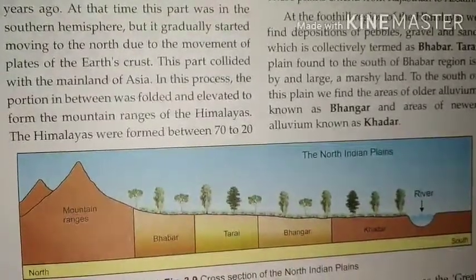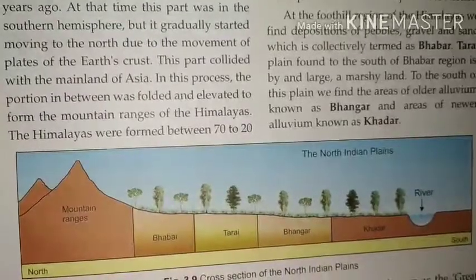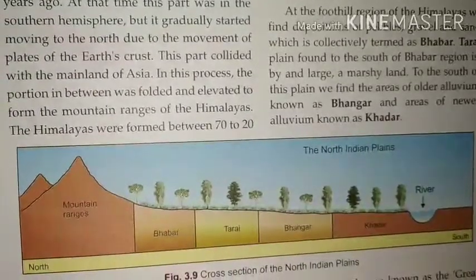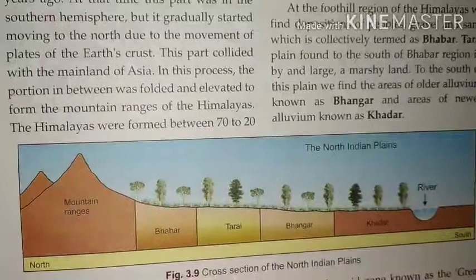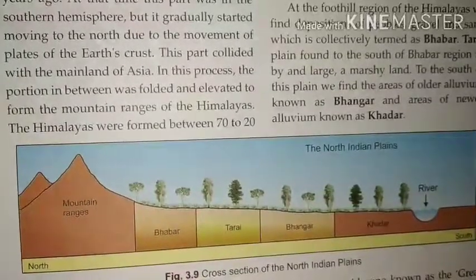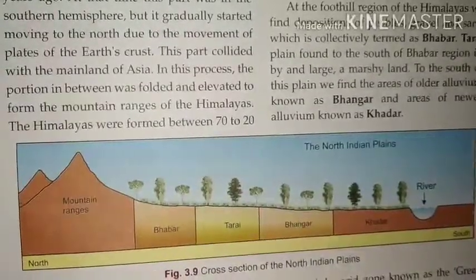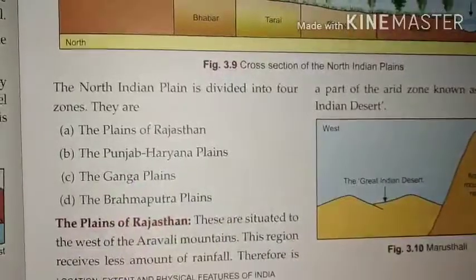Bhangar. All right, what kind of alluvial soil is found there? Old alluvial soil, so we call it Bhangar. Bhangar means old alluvium. And then the new alluvium, new deposit of soil, that is called Khadar.